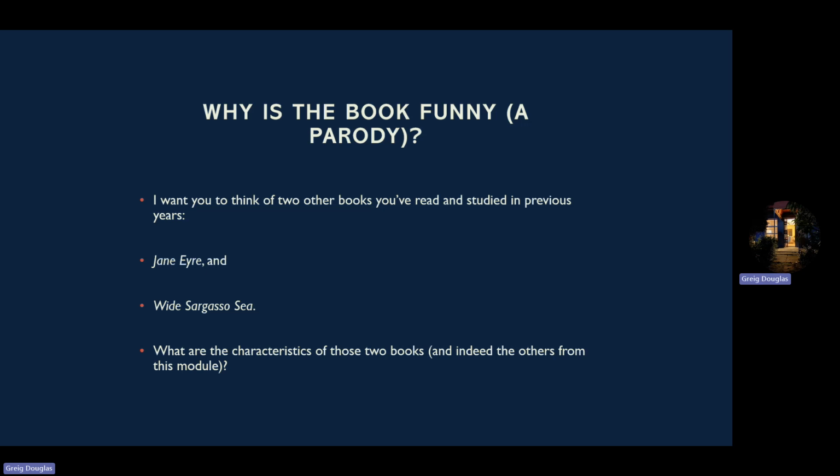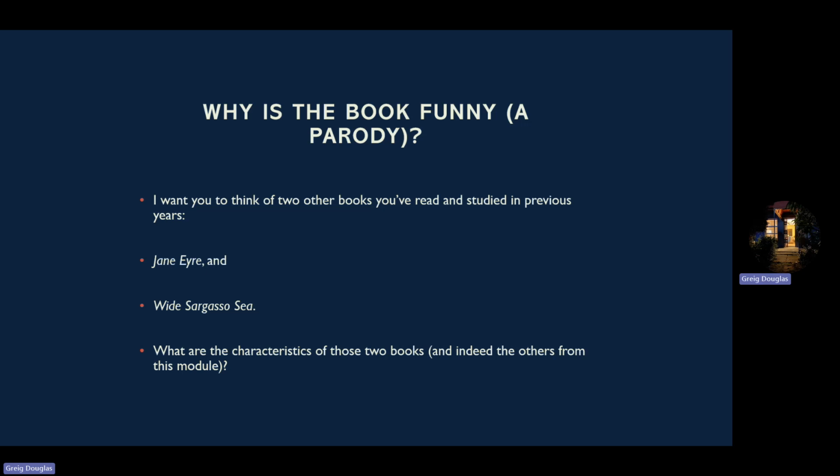And that's actually the case for us with this book that we're studying, that we as readers are not familiar with the things Gibbons was making fun of. So it requires a little bit of knowledge and an imaginative leap in order for us to get there. Okay. So as a thought experiment, just think of some other books you've studied over the course of our degree together. Like Jane Eyre and Wide Sargasso Sea, I think, might be good examples here.